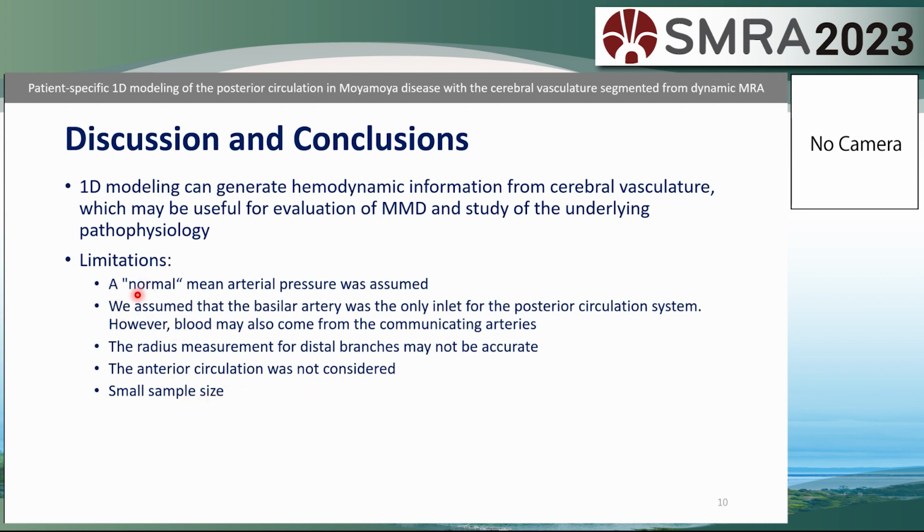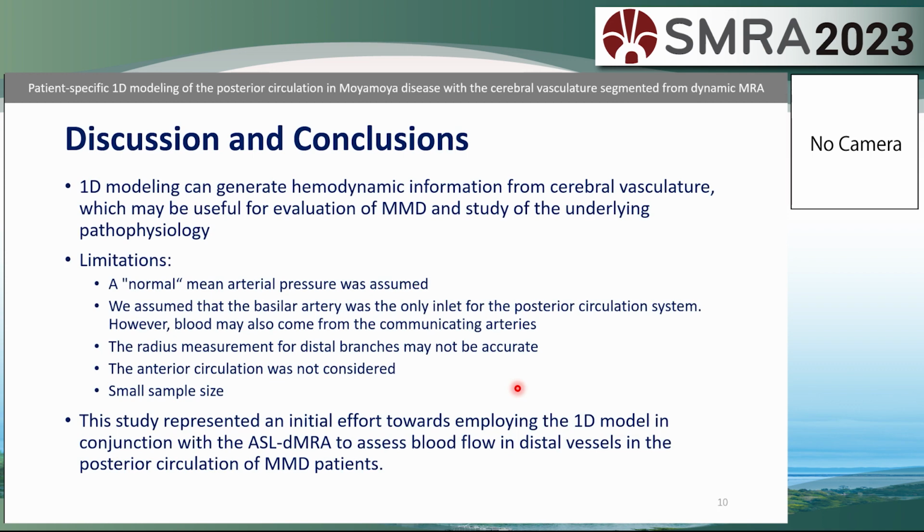For example, we assume a mean pressure for all subjects. We also assume the basilar artery was the only inlet for the posterior circulation, but of course the blood may have other sources. The measurement of the radius for the distal branches may not be accurate because of the limitation of the spatial resolution. We also didn't consider the anterior circulation at the moment, and the sample size is small.